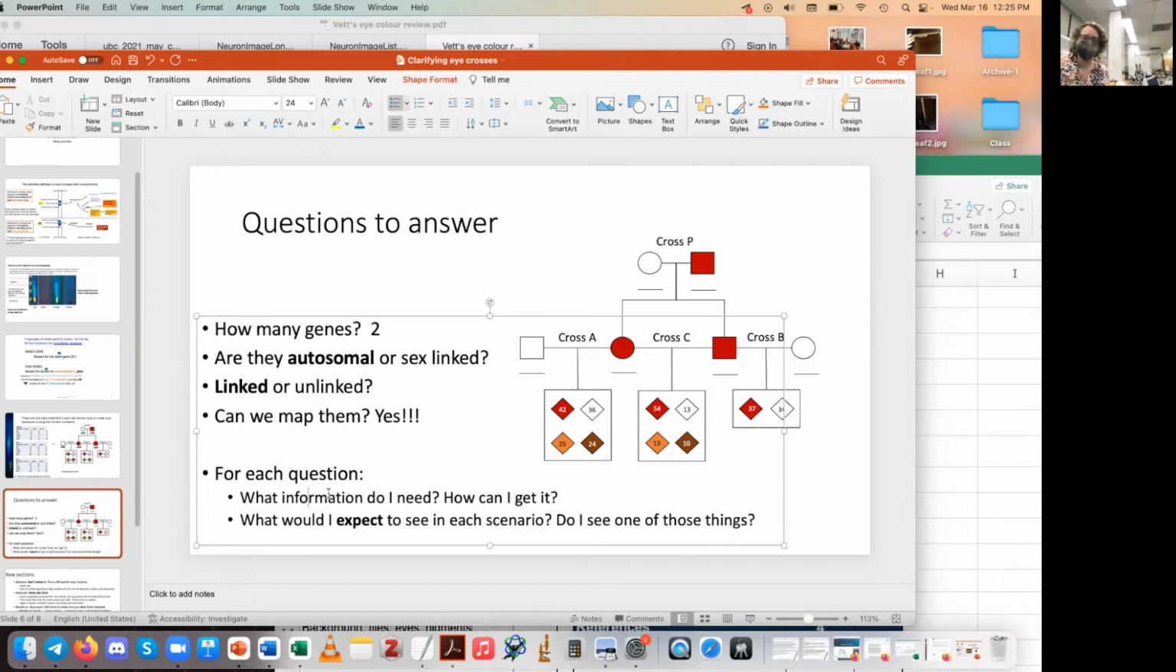So this is an important comment that I wanted to make. This is how we worked out each of these questions. We asked, what information do I need? And how can I get it? And then we asked, what would I expect to see in these scenarios? And what do I see given our results?